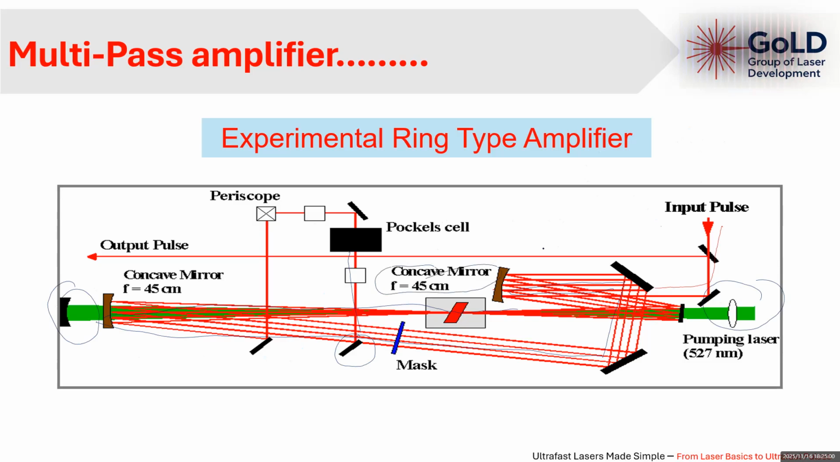It uses a 45 centimeter concave mirror. This one is also a concave mirror here, and a mask. The mask helps to count the passes, so that it's easier to understand that the passes go through this mask first and then to the crystal, and how many passes have passed.